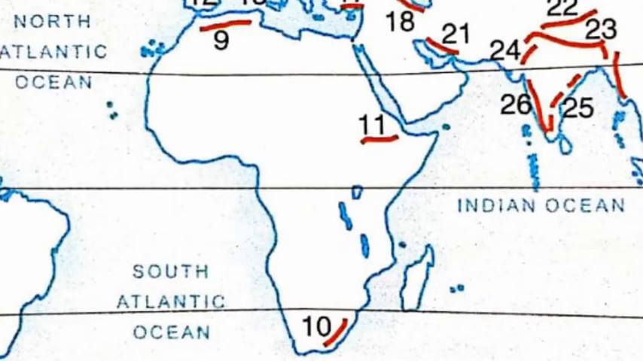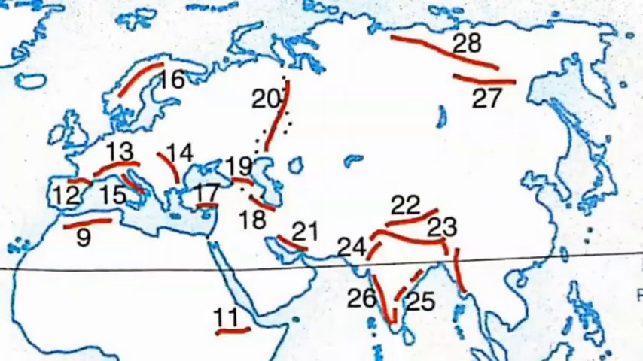Mountain ranges in Africa, children. 9. Atlas Mountains. 10. Drakensberg Mountains. 11. Ethiopian Highlands. Mountain ranges of Europe and Asia, children. 12. Pyrenees Mountains. 13. Alps Mountains. 14. Carpathian Mountains. 15. Apennine Mountains. 16. Scandinavian Highlands. 17. Taurus Mountains.